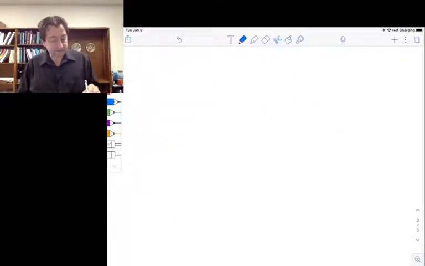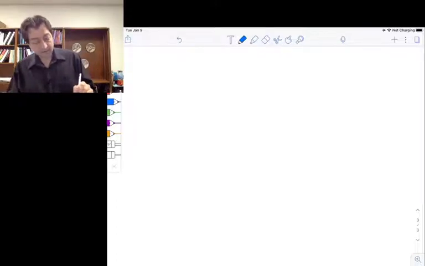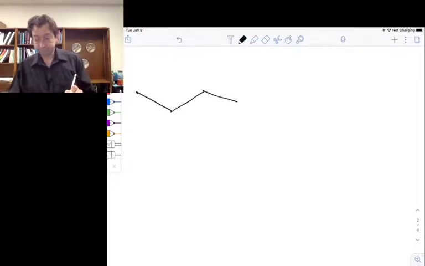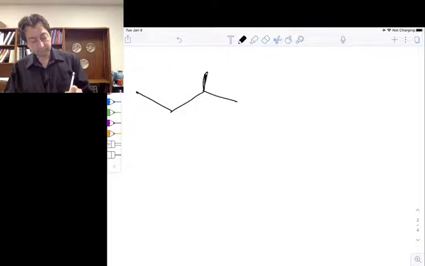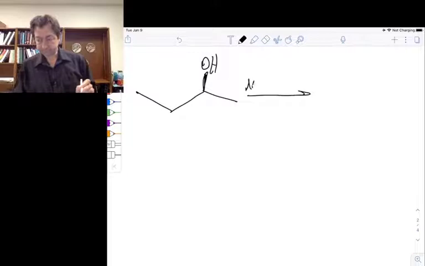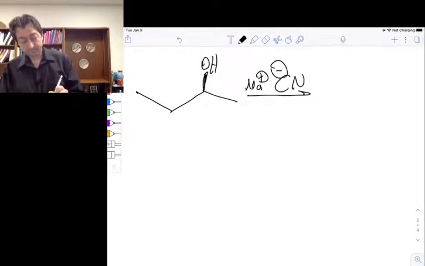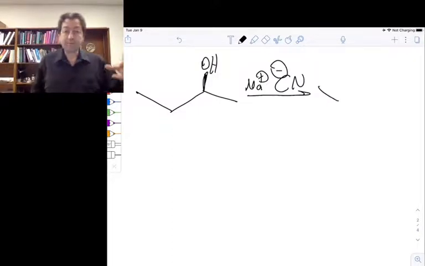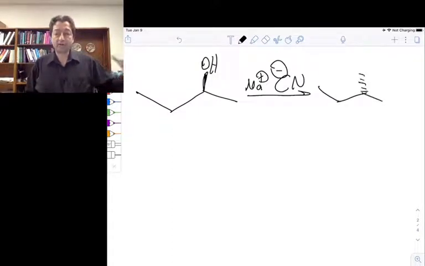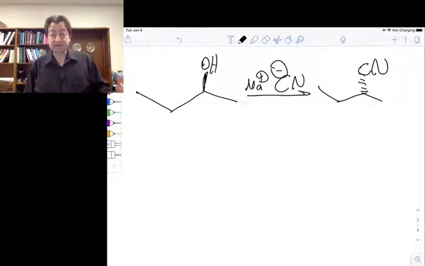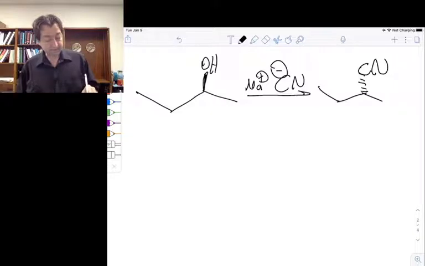So let's see if we want to try another kind of transformation. Maybe something like this. If we've got a secondary alcohol, can we convert that secondary alcohol into a secondary functional group, in this case a nitrile or cyano group? So we're using sodium cyanide, NaCN.